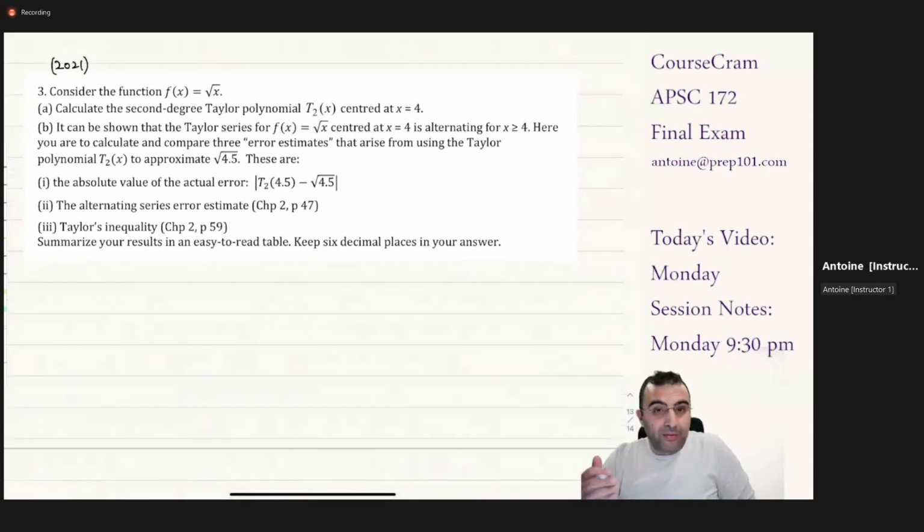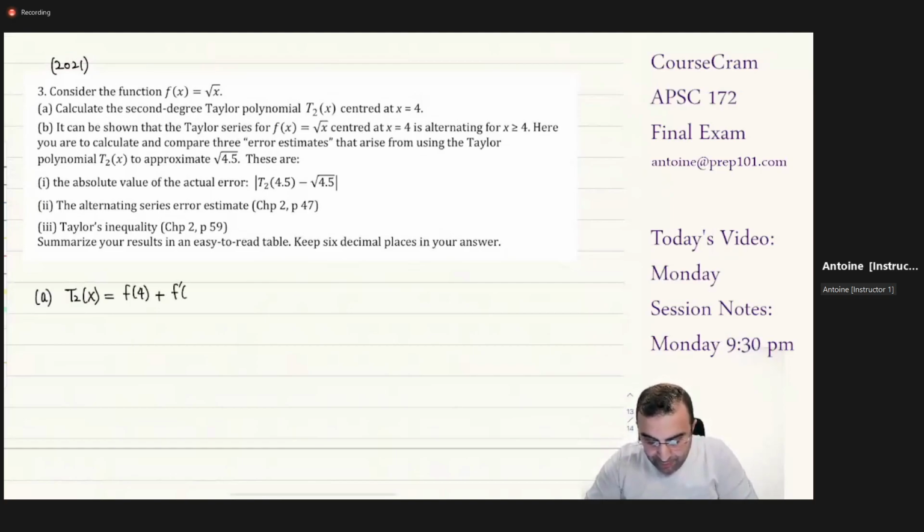I'm here for you. So consider the function root x. Calculate the second degree Taylor polynomial centered at 4. So centered at 4, second degree Taylor polynomial: T2 of x is equal to f of 4 plus f prime of 4 times x minus 4 plus f double prime at 4 over 2 factorial times x minus 4 squared. Any doubts there?